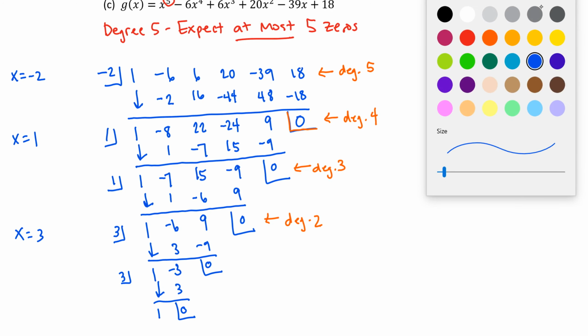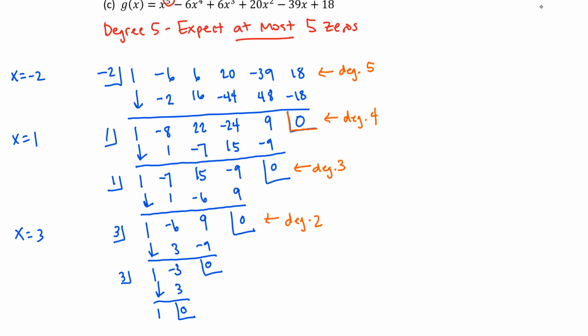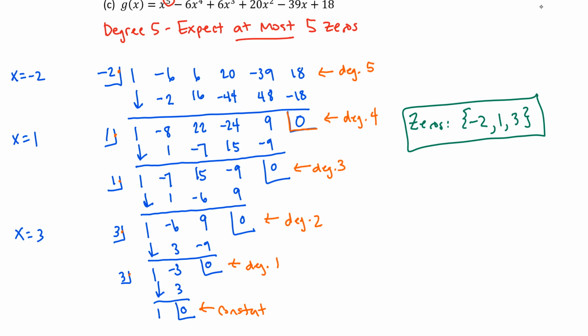We know that we are finished with our synthetic division process because when multiplicity is considered, we have 1, 2, 3, 4, 5 zeros. So our final result is a constant polynomial, or a degree 0 polynomial. So our zeros for this polynomial are -2, 1, and 3. But remember, 1 has multiplicity 2. That means it counts twice. And 3 has multiplicity 2. So when I sum the multiplicities, we get exactly degree 5.